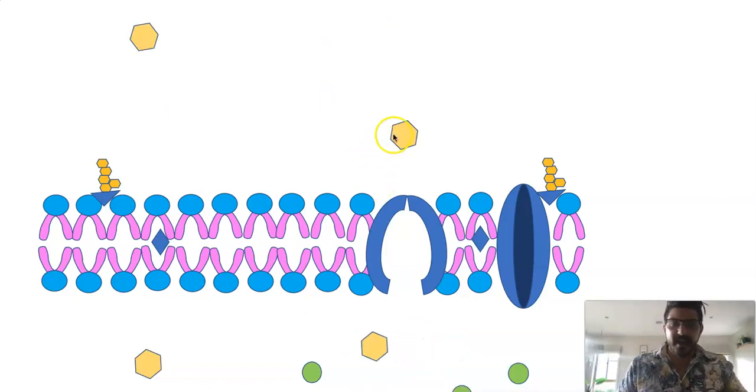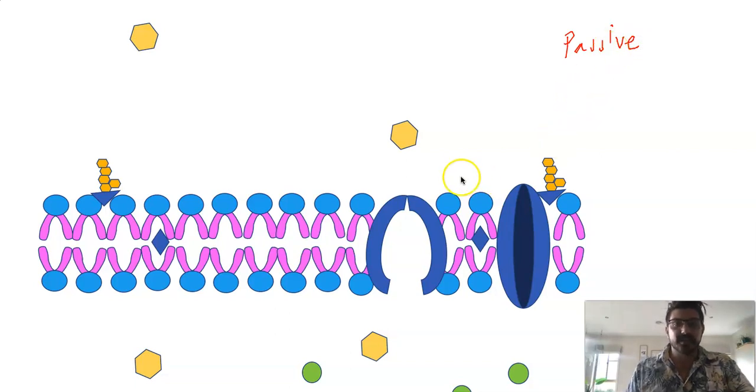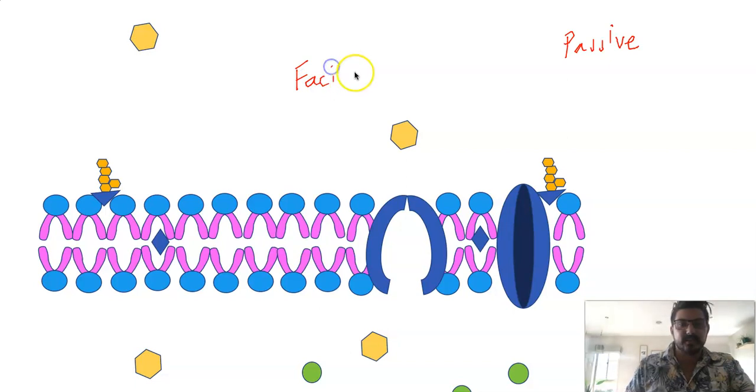So I'll go back one. And so here, again, there was no energy required, so it's still passive. The types of molecules were glucose, large polar molecules, and small charged ions such as chloride. And this one here used a channel protein. It was facilitated diffusion.